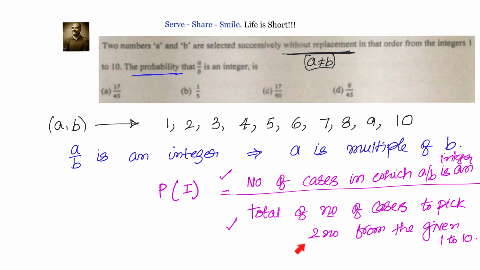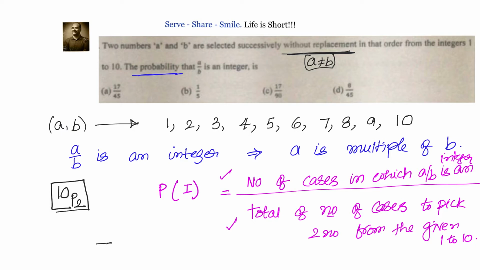In the denominator part, there are no conditions, I only want to pick two numbers from these 10 numbers. Now in that scenario, we have to understand what will be the total number of cases we will have. So first let's work on the denominator part, then we will go to the numerator part. In the denominator part, we want to pick two numbers from 10. So if you are aware of permutations, then that is 10P2.